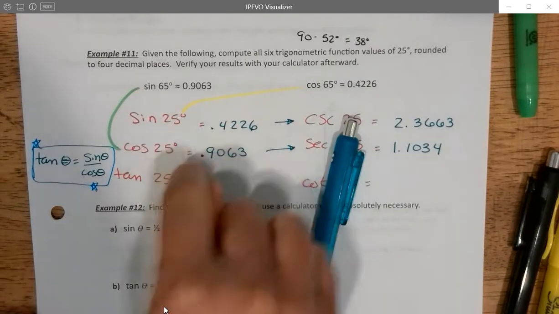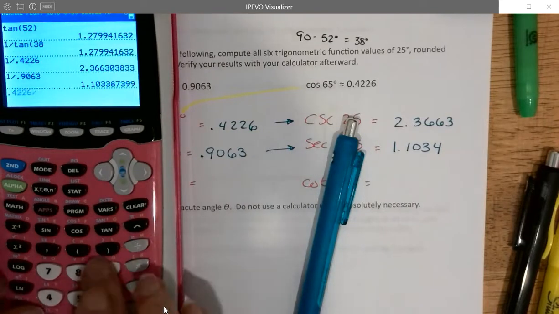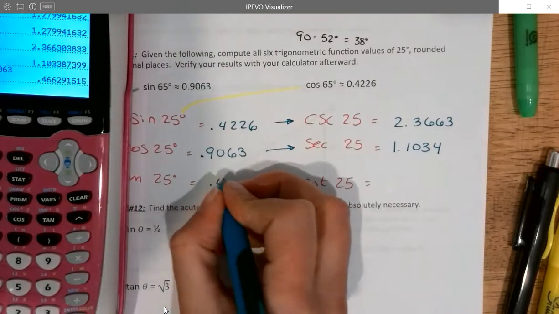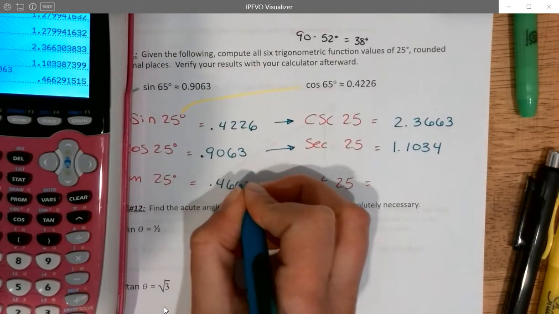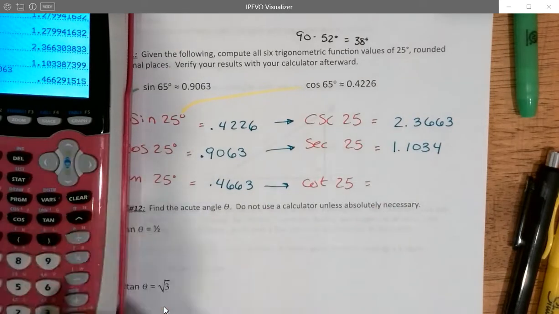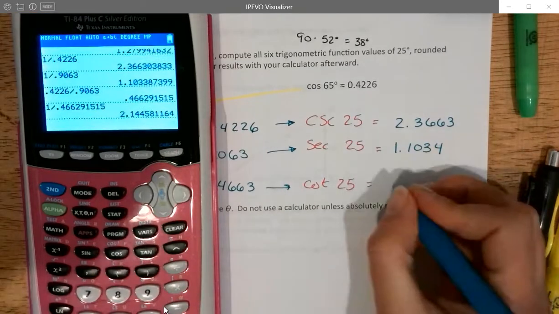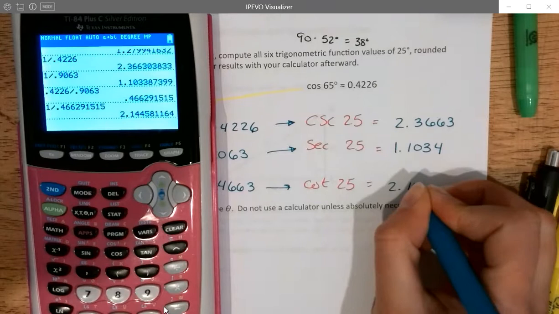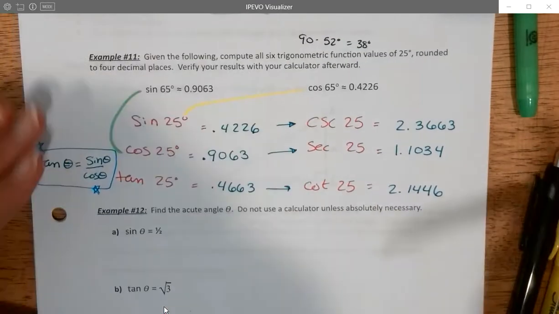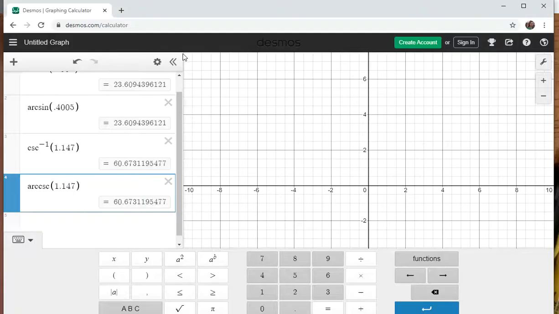So if I had the sine and the cosine, I can divide those. 0.4226 divided by 0.9063 gives me 0.4663, and then I can do the reciprocal, 1 divided by that value, and I can get the cotan value of 0.1446. Okay. Quick check on those, and then we will discuss why I did them that way.